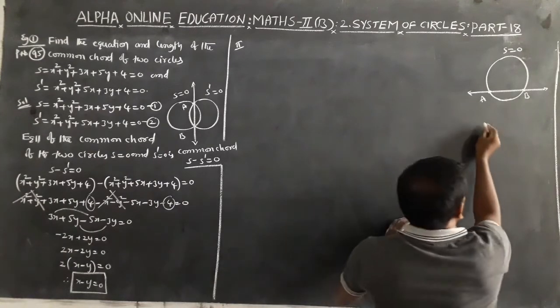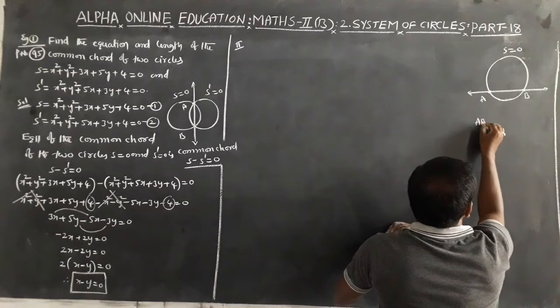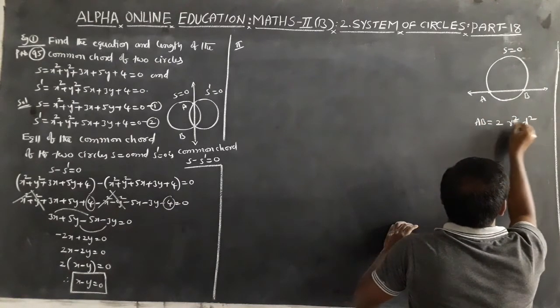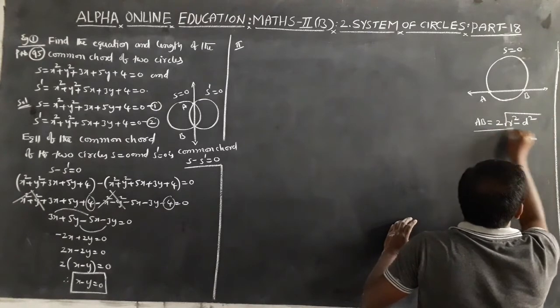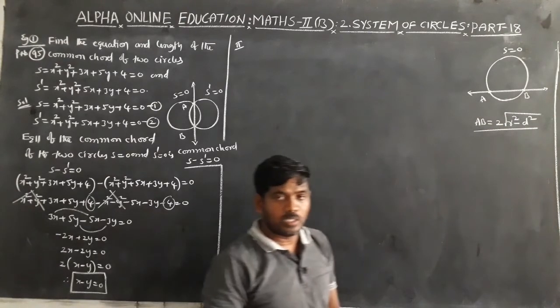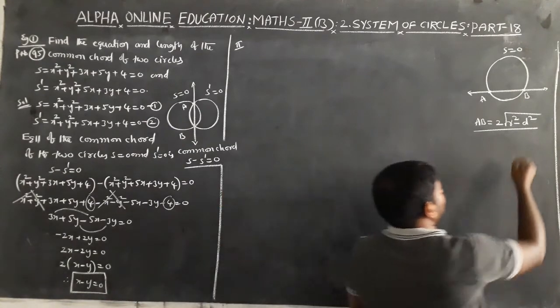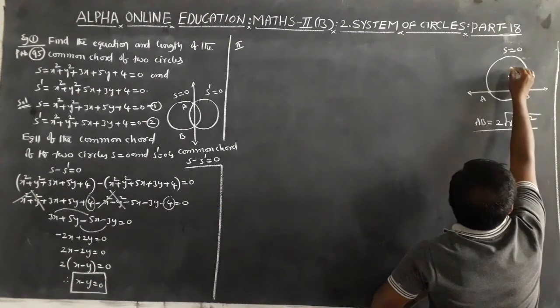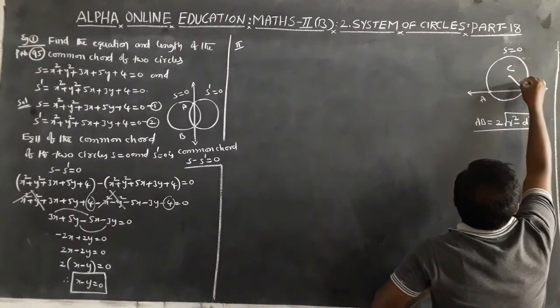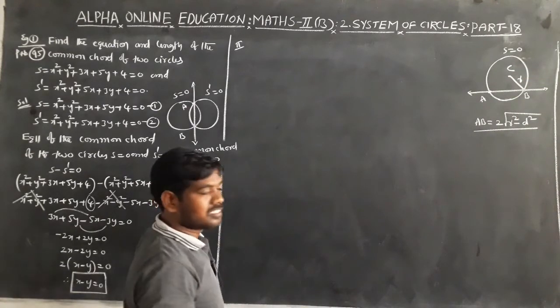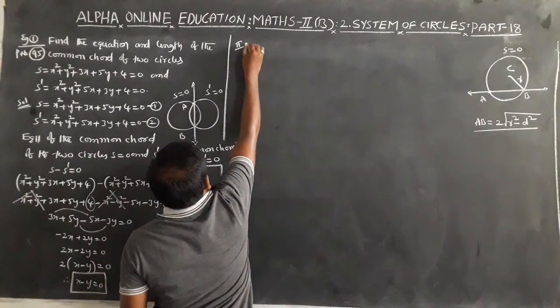Length of the chord formula: 2 into under root of r square minus d square. So, first of all here find the center and radius of the first circle, S is equal to 0.